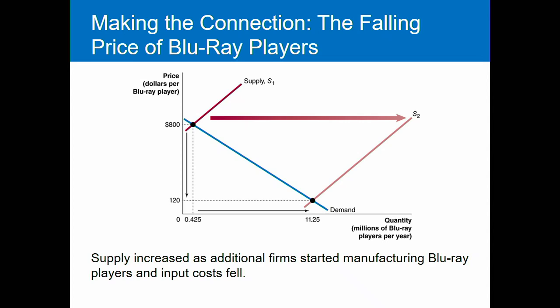Over time, the supply dramatically increases. More companies begin selling them. They find more efficient, more cost-effective ways to produce it. They stop using resources to make DVD players, and they use them to make Blu-ray players. So supply is going to increase. In this case, it increases substantially. And that's why we see such a large drop in the price, while the quantity demanded is increasing.